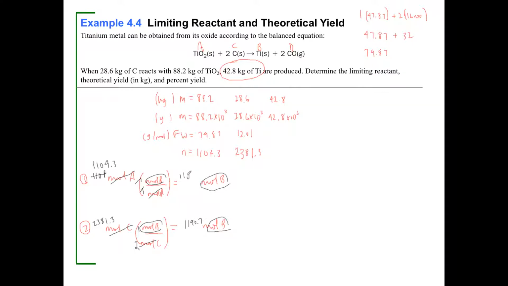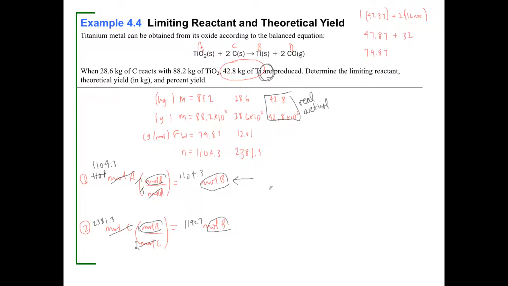This is 1104.3. So which is the limiting reagent? Which is it? You need to make a guess here. I beg of you, make a guess. Okay, so this is the limiting reagent because it's the less, right? So how much theoretically can I make? Oops, this was real up here. This is how much I really made. I should have put theoretical, okay? Real or actual.